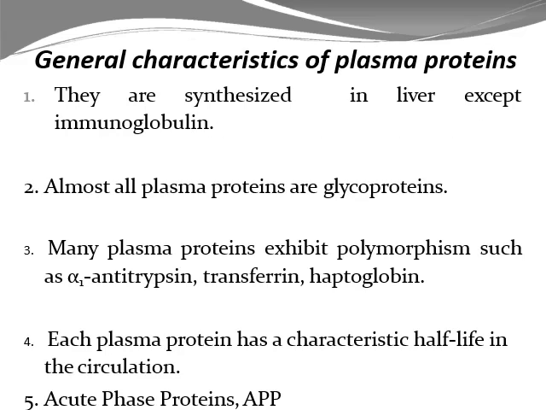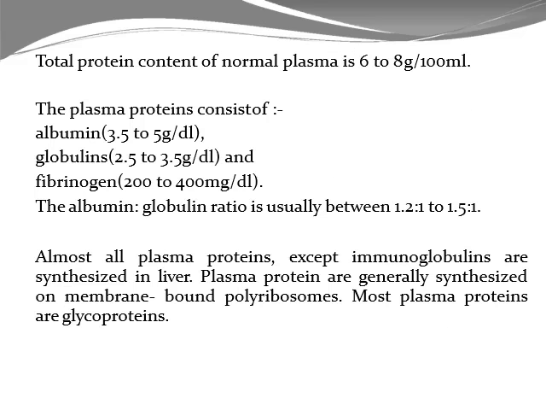Now let's check out some important terms, such as what is meant by total protein. Total protein of a normal plasma is around 6 to 8 gram per 100 milliliter. We know that the plasma proteins we are discussing here today mainly consist of albumins, globulins, and fibrinogen. The albumin to globulin ratio in a normal condition is usually around 1.2:1 or 1.5:1. Almost all plasma proteins are synthesized in the liver, except for the immunoglobulins.